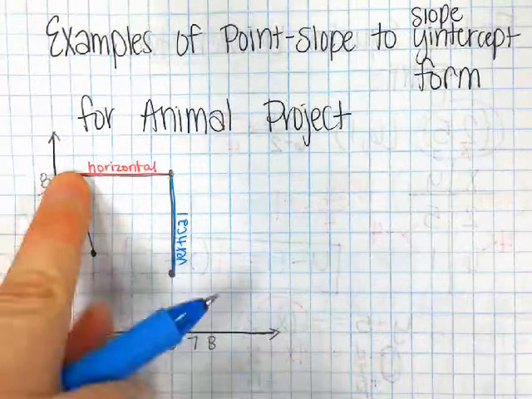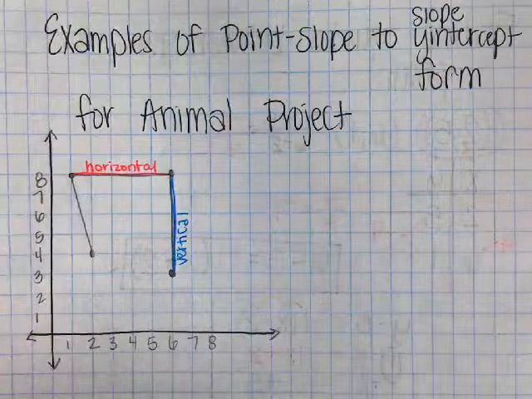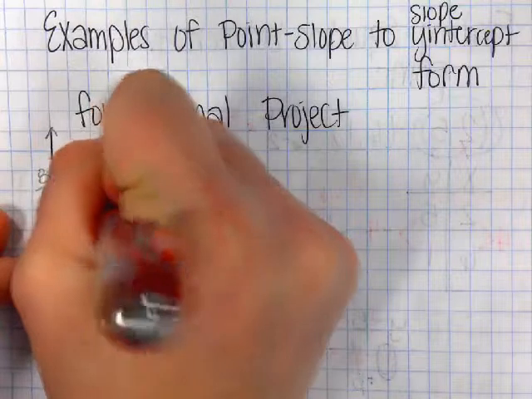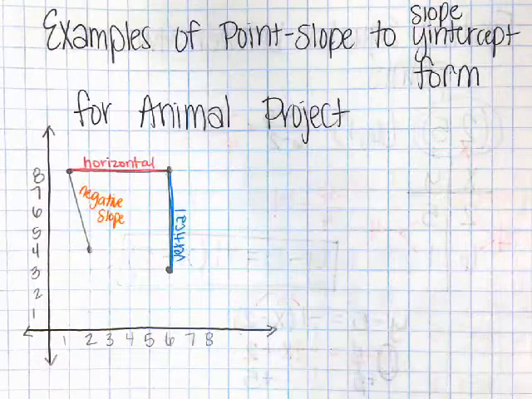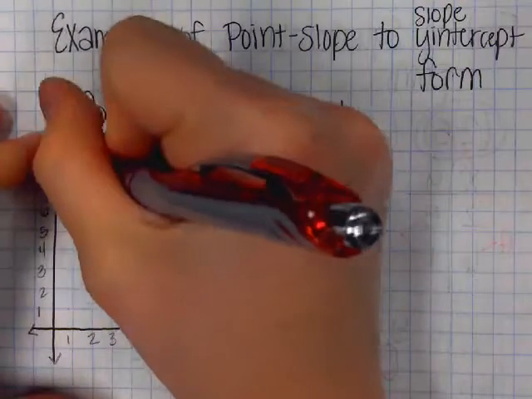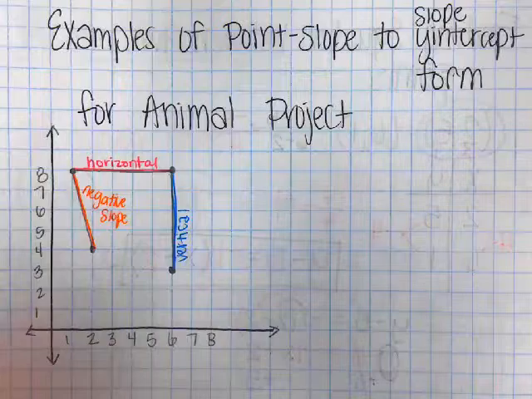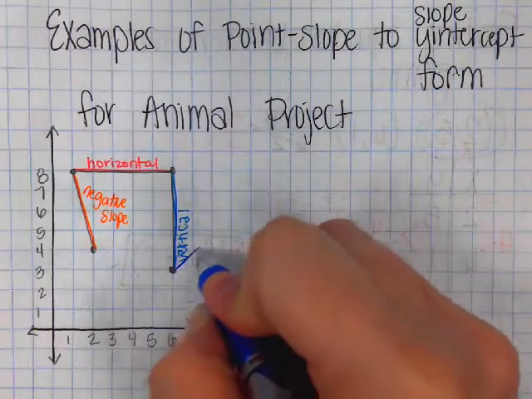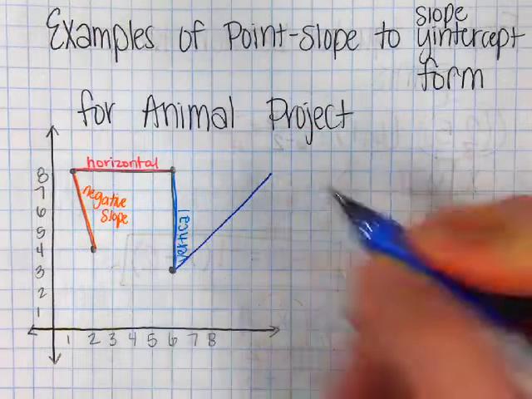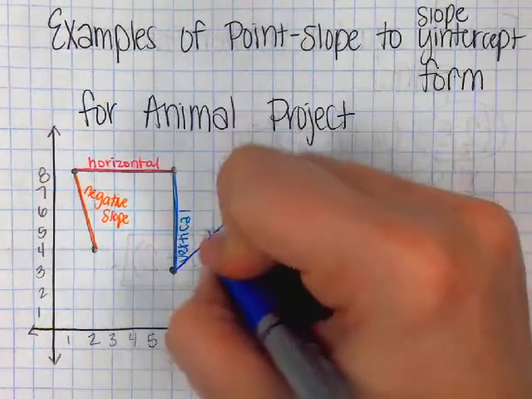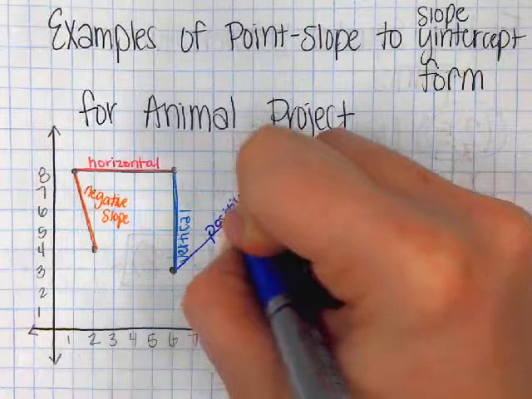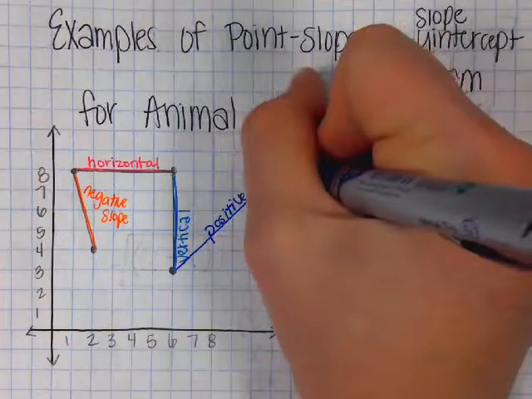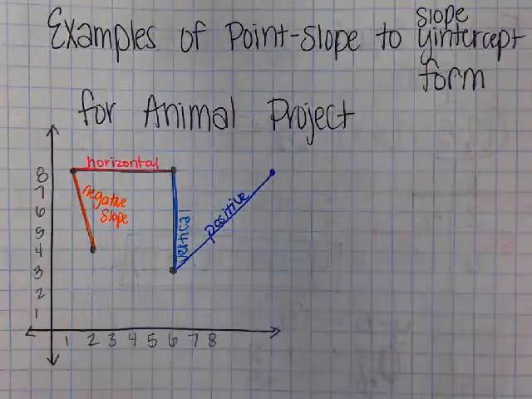Now this one is going down, so it is a negative slope. I don't have one that has a positive slope, but I could just draw a line that has a positive slope. A positive slope would just look like that. So that would be a positive slope. I'm not going to write the equation for both positive and negative because that's what we've been working on. The only thing that would be different is your slope.